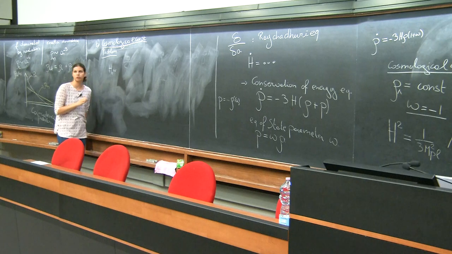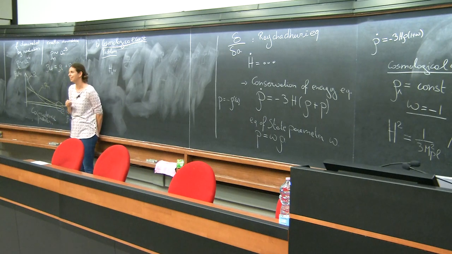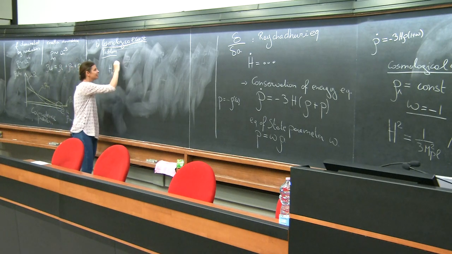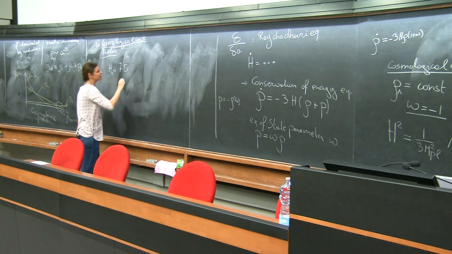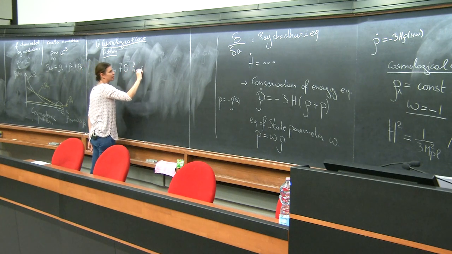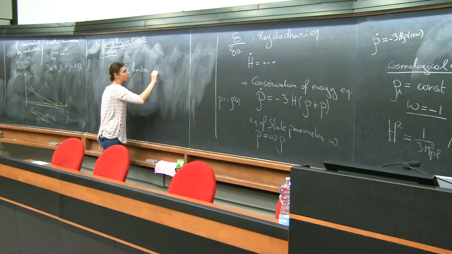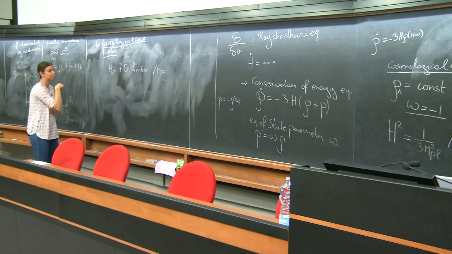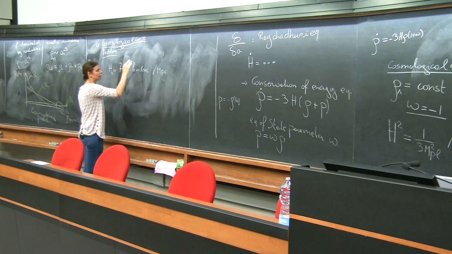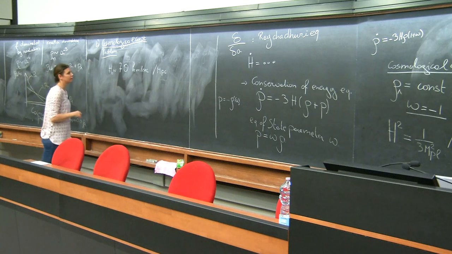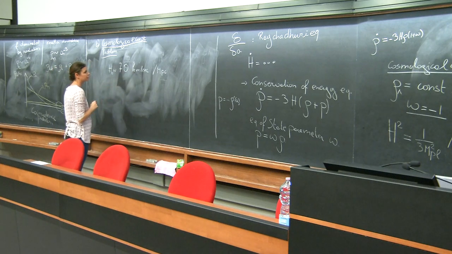Put a zero here to say it's today, as opposed to inflation. Yeah, 70 kilometers per second per megaparsec. So if a supernova was one megaparsec away from us, it will move, on average, with a velocity of 70 kilometers per second, which is pretty fast.